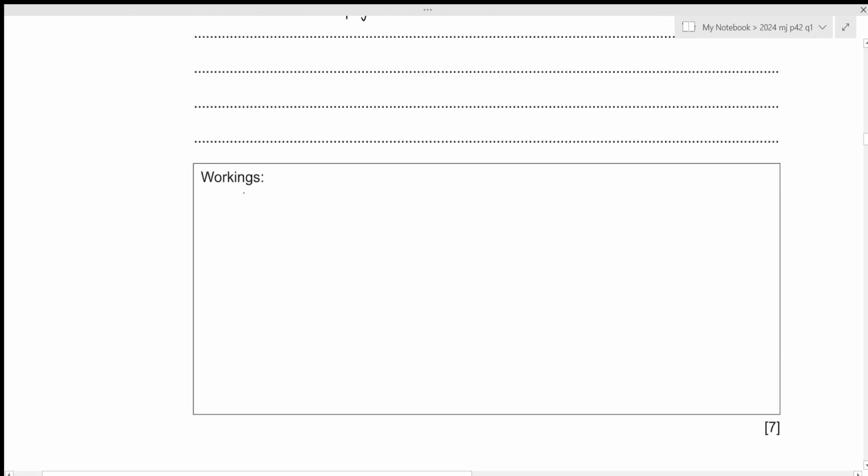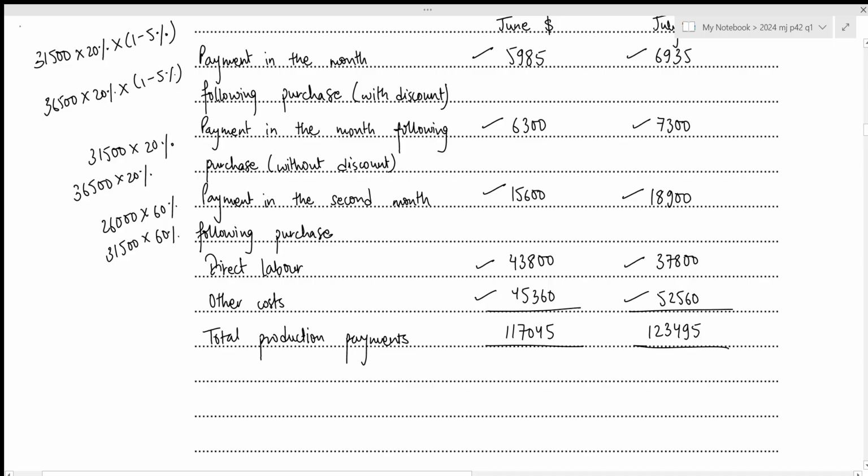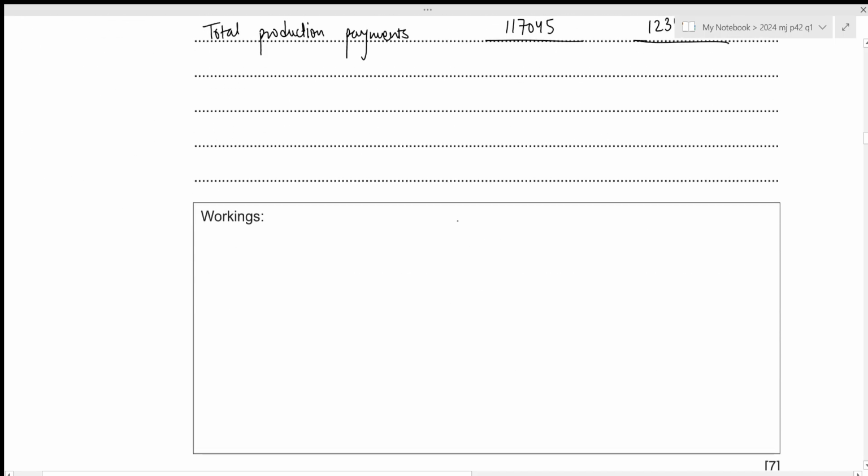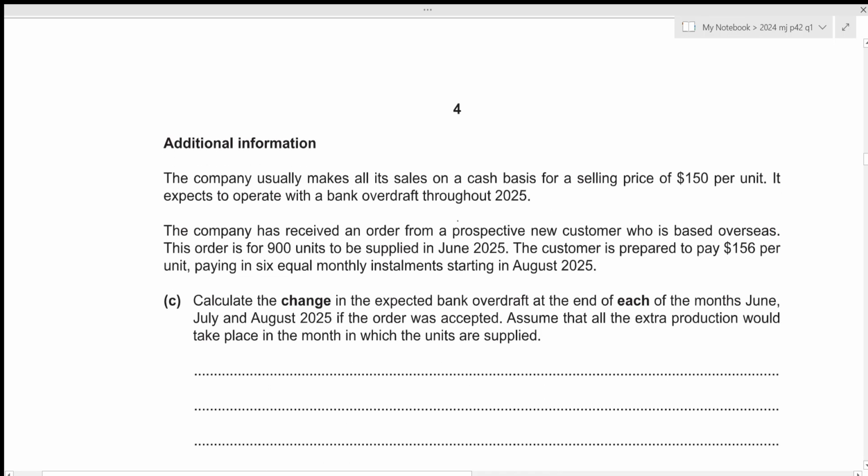And we have been given the working section. So you need to show all of these workings along with the workings for our direct labor as well as the other cost within that particular box so that you get your markings correctly. Now we have been given additional information. The company usually makes all its sales on a cash basis for a selling price of 150 per unit. It expects to operate with a bank overdraft throughout 2025. So for all months in 2025, we're going to have a negative bank balance at the end of each month.